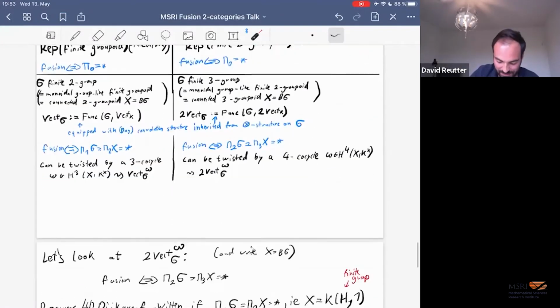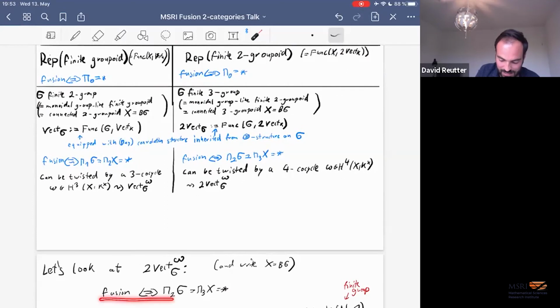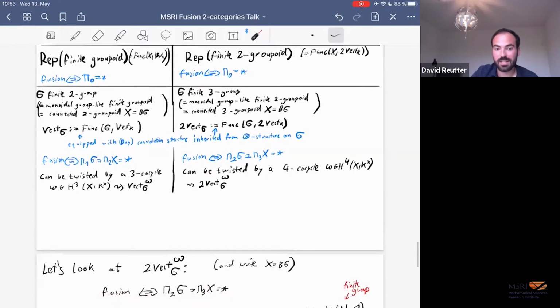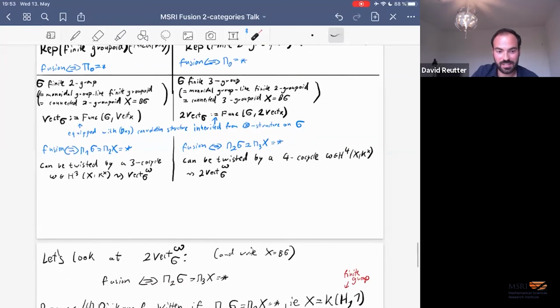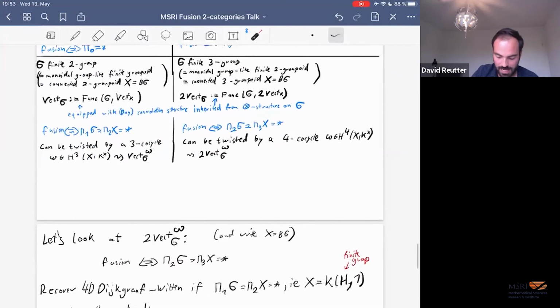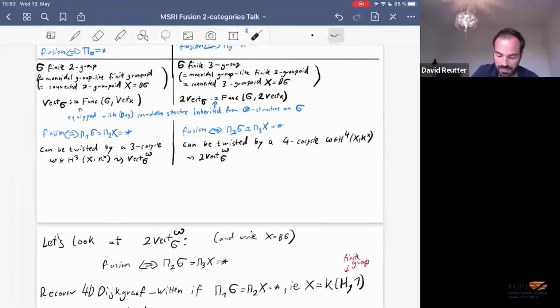So let's write XBG again. Again, as I was saying, this is fusion if and only if the top homotopy group of X vanishes. And now we have 2 special cases, right? We assume that pi 3 of X is trivial. So we have pi 1 and pi 2. So the interesting special cases are, first, assuming pi 1 is trivial, and the other one is assuming pi 2 is trivial.